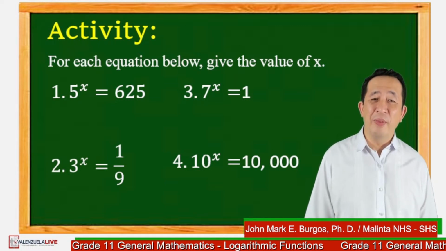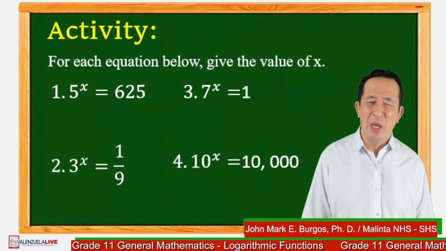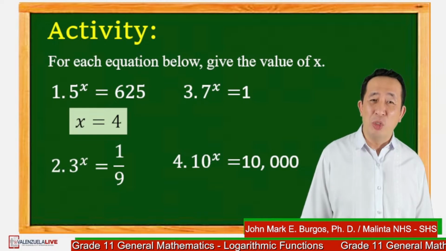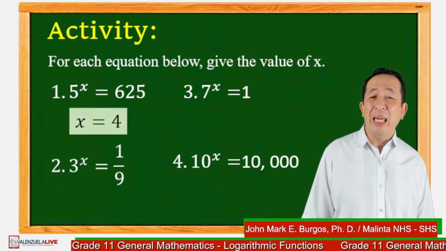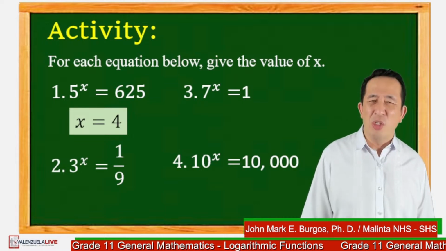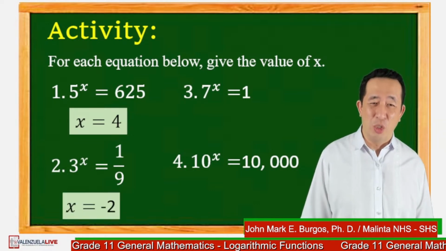Time is up. To answer the questions, number 1, 5 raised to the power of x is equal to 625. So what do you think is x? Yes, you are correct. The answer is x is equal to 4. Number 2, 3 raised to the power of x is equal to 1 over 9. So what is x? Yes, you are correct. The answer is negative 2.